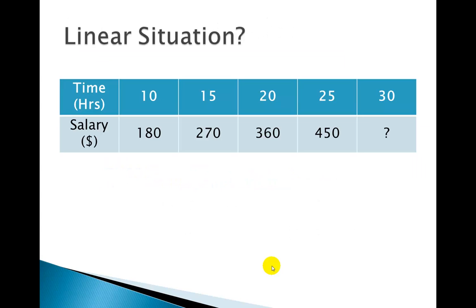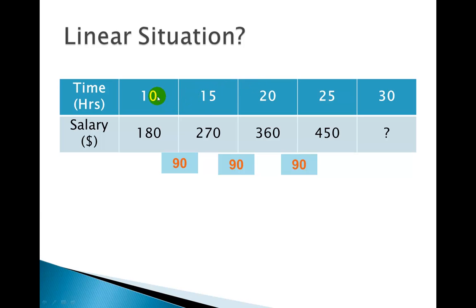So let's take a look at a true linear situation. Salaries. The amount that you get paid per hour as you're working throughout the week. So if you're working 10 hours, you get 180 bucks. If you work 15 hours, you get 270, and so on and so on. So is this a linear situation? Well, what we can do is look at the change in the Y values here, the salary, and we're seeing a consistent change of $90. So we've got the same change in hours, a 5-hour change.